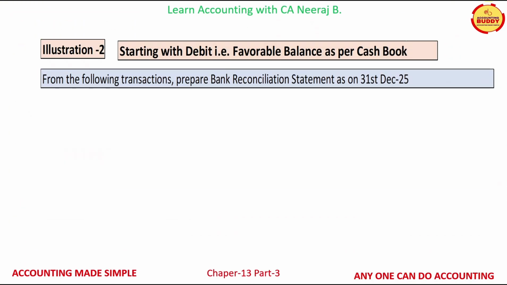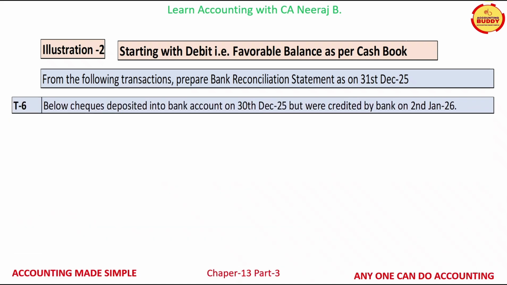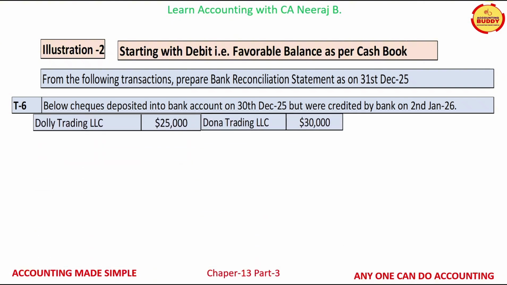From the following transactions, prepare a bank reconciliation statement as on 31st December 25. The T6 unmatched transactions are checks deposited into the bank account on 30th December 25 but not credited by the bank until 2nd January 26. These checks are Dolly Trading LLC $25,000, Dona Trading for $30,000 and Domo Trading LLC for $24,000.